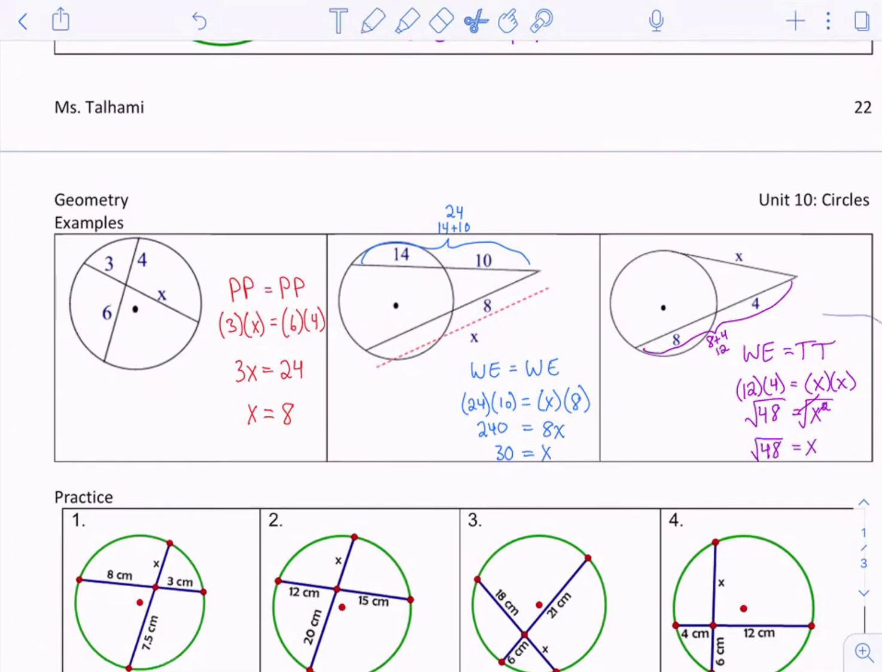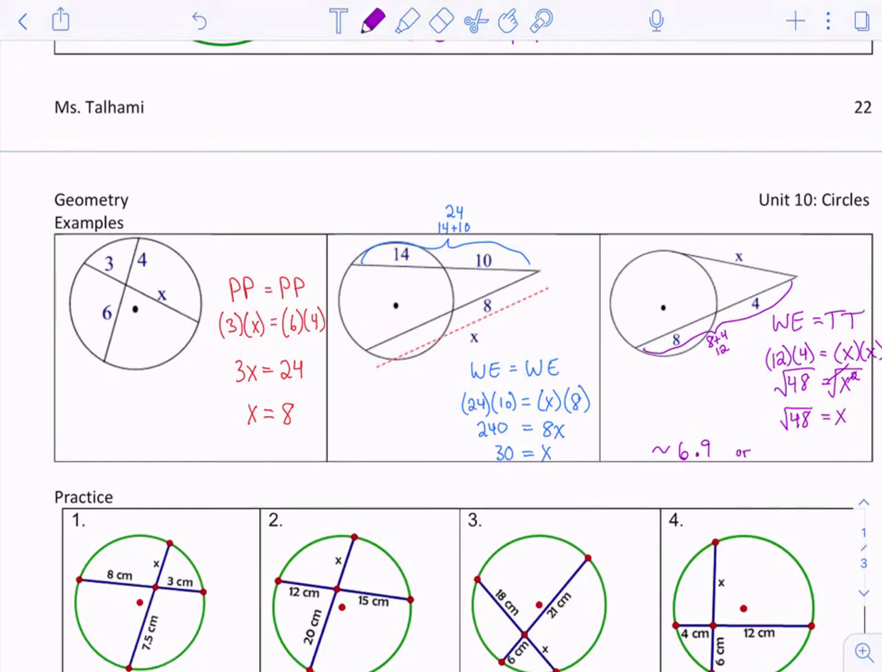Now, technically, the problem does not say to simplify, so I can leave it like that. I would not want to do the decimal because it did not ask for it. If it did, though, if I were to round it, this is approximately 6.9. Or, if I wanted to simplify the radical, I have to ask myself, what's the largest perfect square that goes into 48?